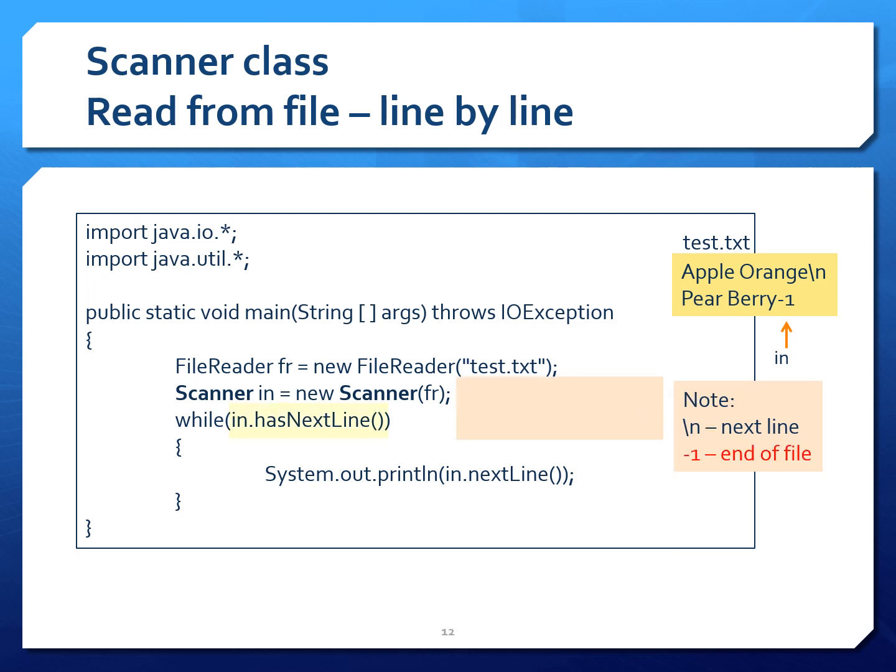We are back at the while statement again. The file pointer is at the end of file marker. Since there is no more content, in.hasNextLine() returns false.